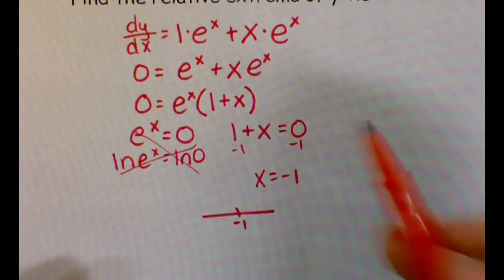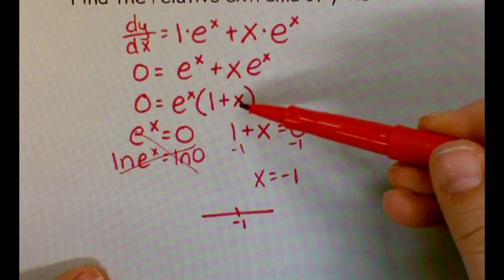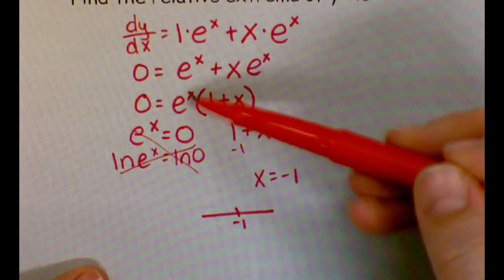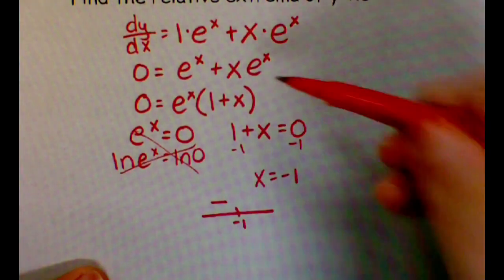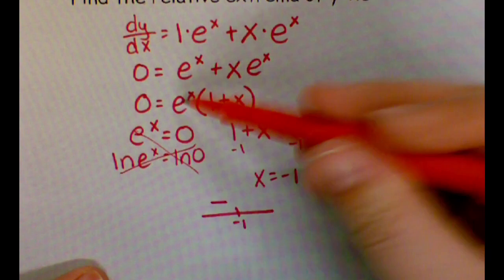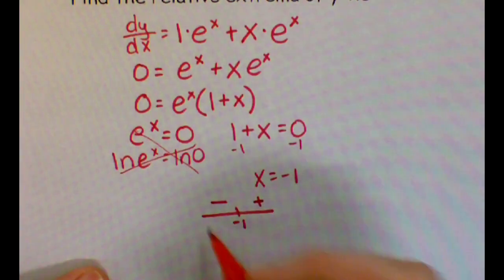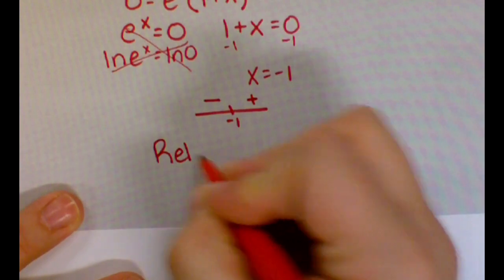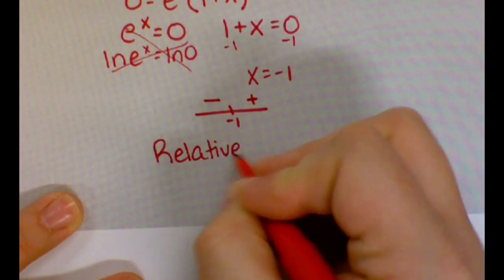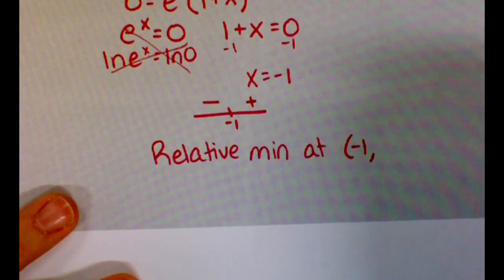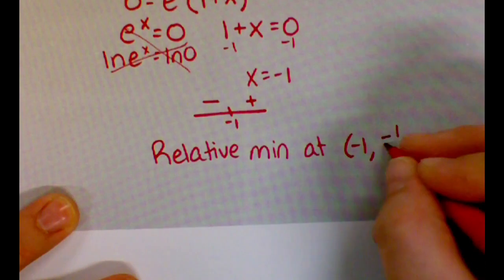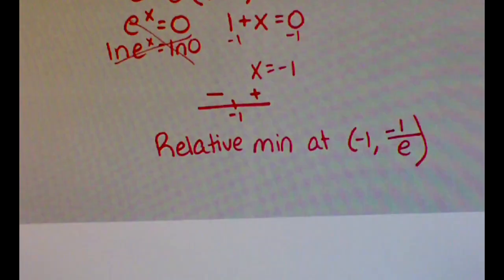Plug numbers into the derivative on the left and right side. Let's say I plug in negative 2. e to any power is still positive, so positive times a negative makes it negative. And let's say I try 0. Positive times positive is positive. We are decreasing, then increasing. We have a relative minimum at negative 1, comma, negative 1 over e, when I plug in negative 1 to my original function.